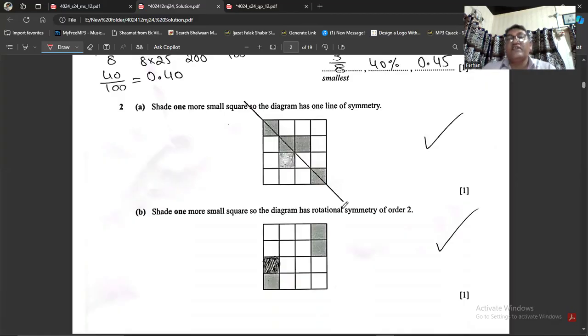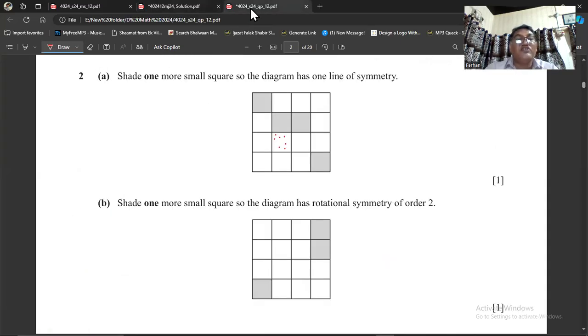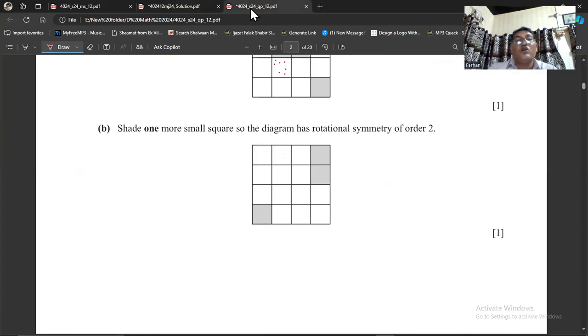line of symmetry. Line of symmetry is a line along which if you fold a shape, both the parts will be exactly matching over each other. Okay, so then the question is shade one more small square so that the diagram has a rotational symmetry of order 2. So in one complete 360-degree rotation, they should be fitting on themselves 2 times.